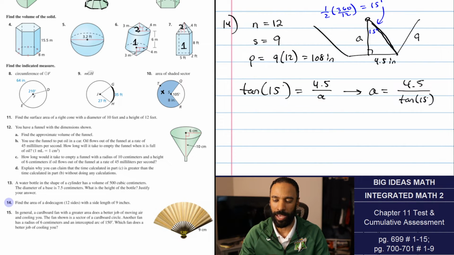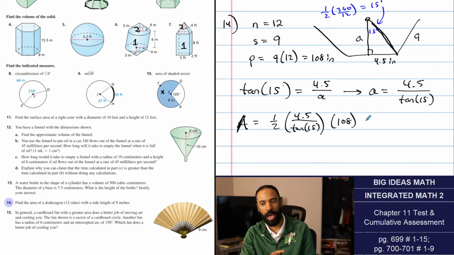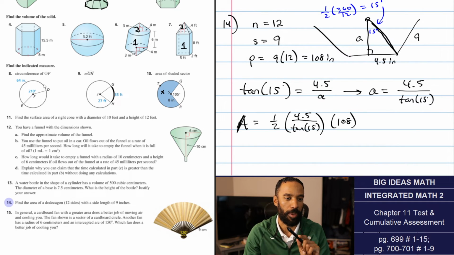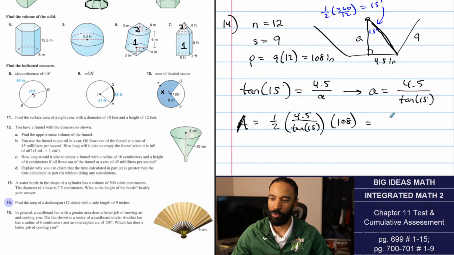So your whole area of this dodecagon is 1/2 apothem times perimeter. Actually, I want an exact answer to write out first. Because I can do half of 108, 54, and multiply it by 4.5. That's 243. So we get 243 over tangent of 15 degrees.